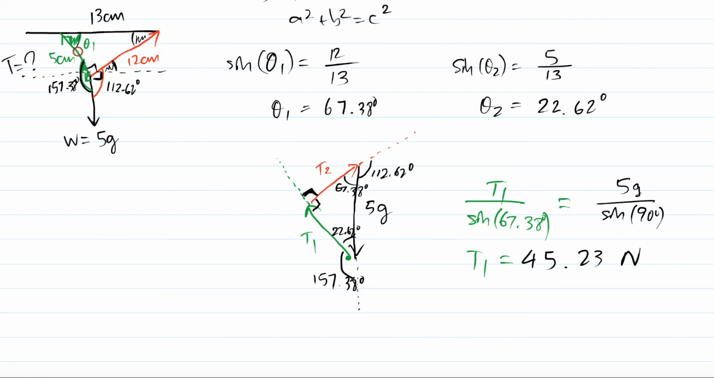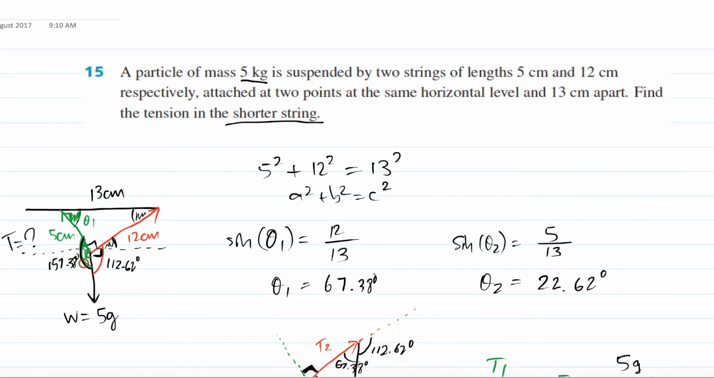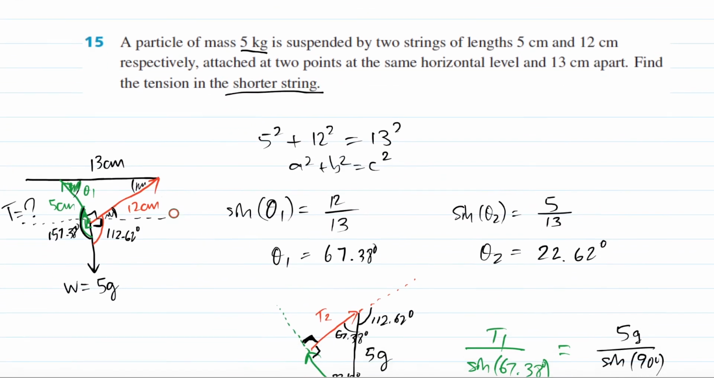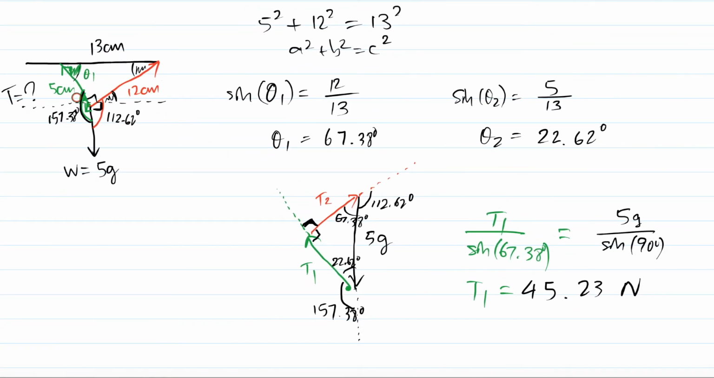So that's it. They only ask you to find the tension on the shorter string. You don't have to find the long string. There's no point. You're wasting time. So in this case, that's all you need to do. Get all your angles surrounding the object. That's step number 1.